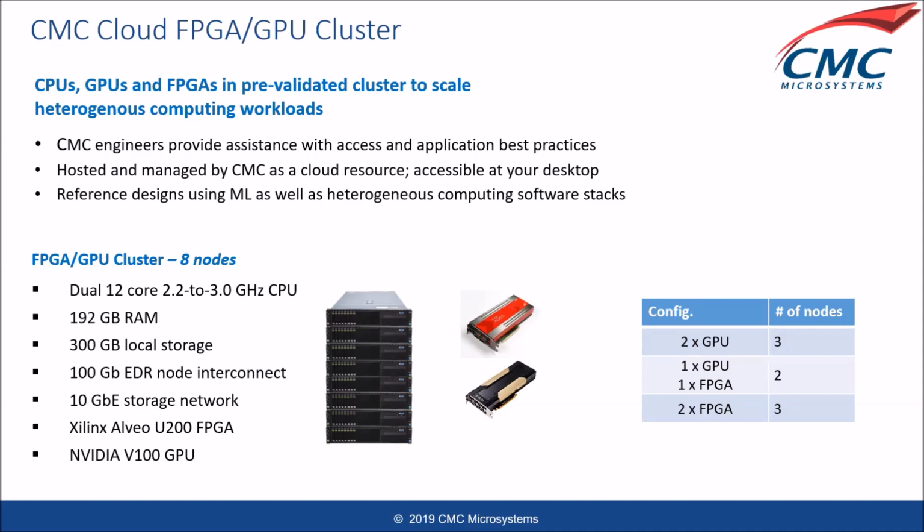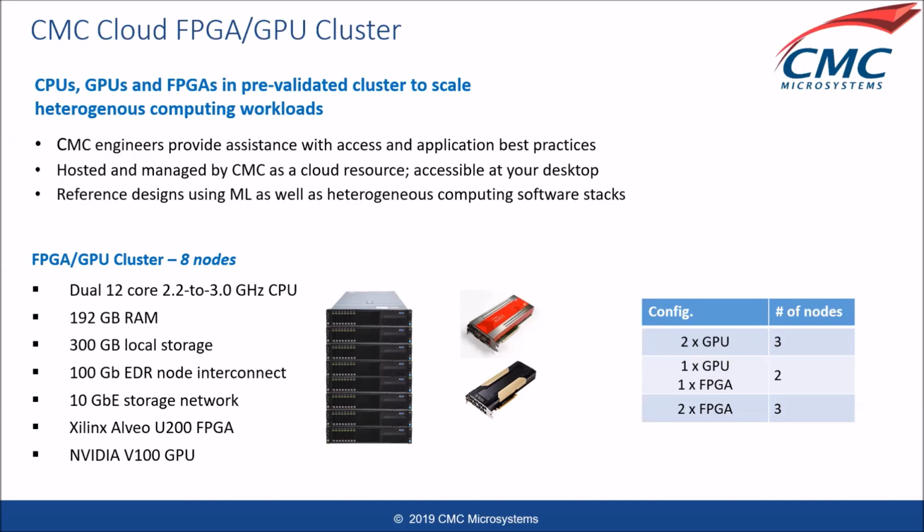So you have the configuration. We have 3 nodes that contain 2 GPU V100 each, 2 nodes that have 1 GPU and 1 FPGA, and 3 nodes with 2 FPGA. And depending on your needs, you can use one of these nodes to do your research. For example, the first 3 nodes, which have 2 GPU each, can be efficiently used to do training of machine learning applications. So you can train on 1 GPU and scale up to 6 GPUs.